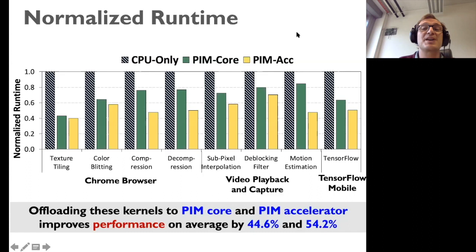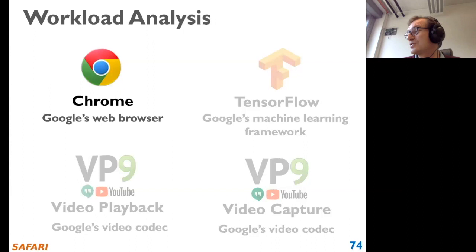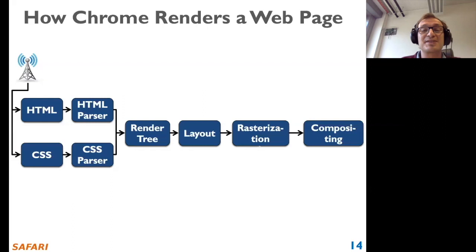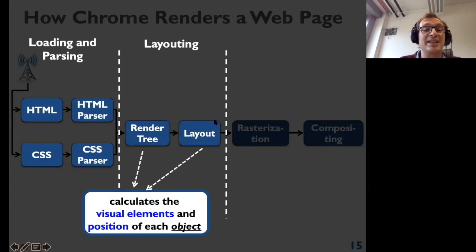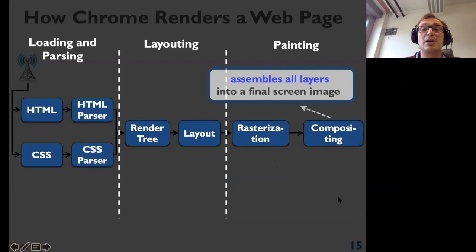Okay, let me go into one more workload and then we're going to take a break after we get to the adoption issue. So the Chrome browser is also important, I think. All of us use web browsing, otherwise we cannot browse the web. And a lot of the browsers have some sort of structure. Chrome has this sort of structure. Basically, it gets data and first loads and parses it, and then it does layouting, which calculates the visual elements and position of each object. And then it does painting on the screen, generates the bitmaps, rasterization, paints those objects and generates the bitmaps. And then it does compositing. This is fast. It assembles all layers into a final screen image.